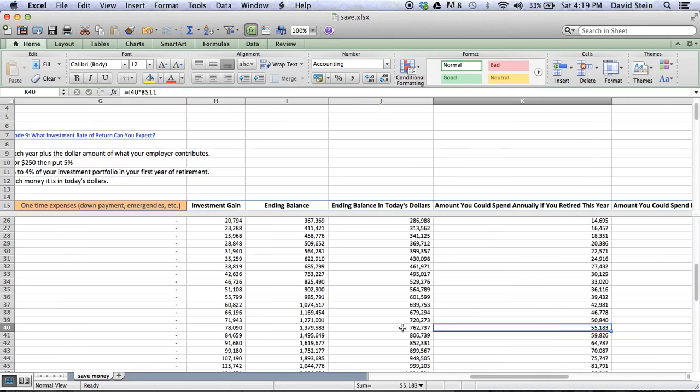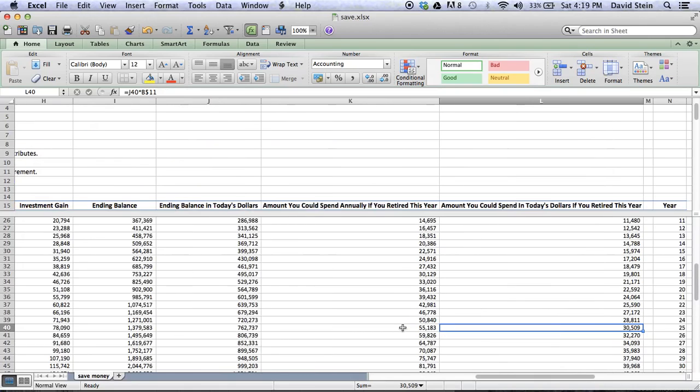That becomes important here in column K and column L. Column K says, all right, given I have $1.3 million, how much could I spend annually if I retired that year? So 25 today, in 25 years I'll be 50. I could spend $55,000 or 4% in that first year of the $1.3 million. And then that $55,000 could be adjusted for the inflation rate. But in today's dollars, that $55,000 would only be $30,000.